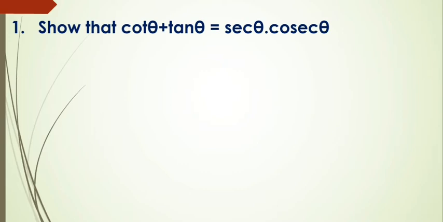See the first problem. Show that cot theta plus tan theta is equal to secant theta into cosecant theta. To do this problem, which formula or which identity do we have to use? First we have to select the procedure.